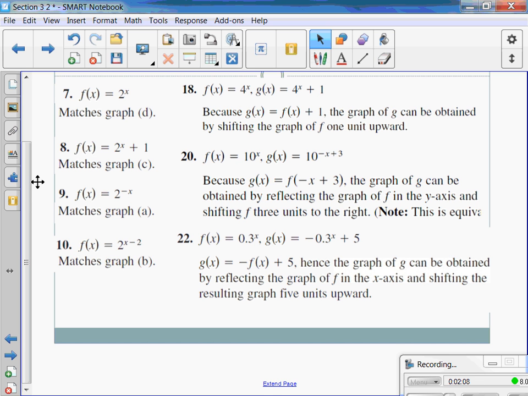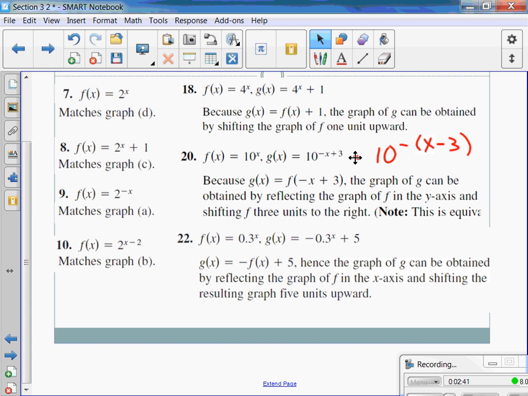The graph of G can be obtained by reflecting the graph of F on the y-axis and shifting 3 units to the right. Yeah, I just thought it so. The way that it's written with the negative x plus 3, unfortunately that would be more like 10 times negative x minus 3 with the negative on the outside. I'm not going to try to trick you up with anything like that, folks.